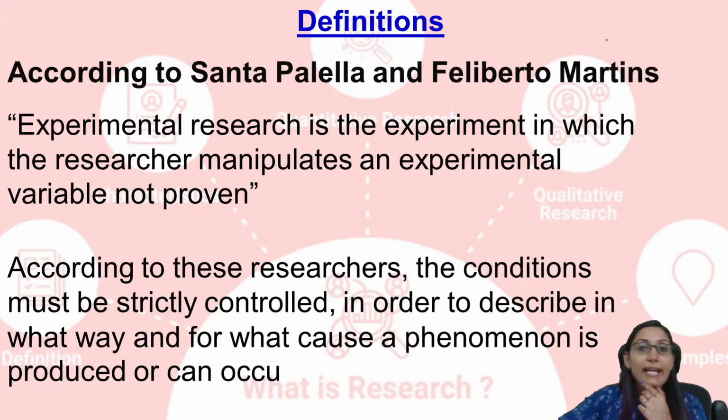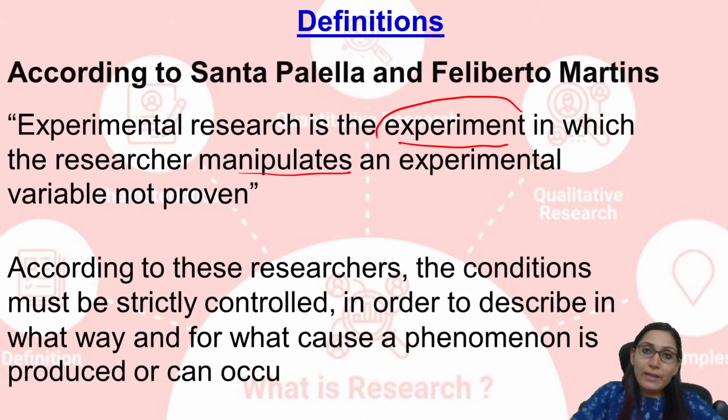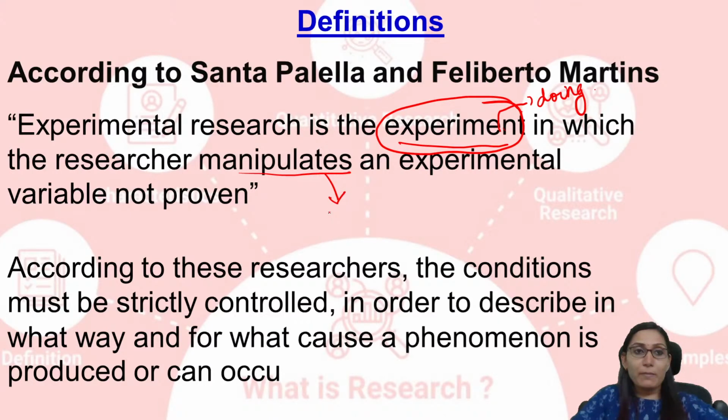According to Santa Palella and Feliberto Martins, experimental research is the experiment in which the researcher manipulates an experimental variable not proven. So according to them, what is experimental research? It's an experiment, which means you are doing something, in which the researcher manipulates an experimental variable which is not proven. Okay, so this is experimental research.